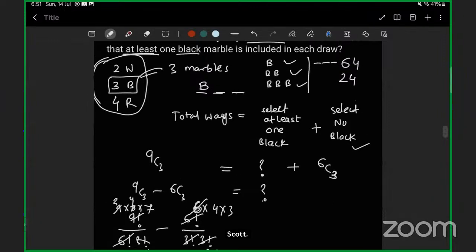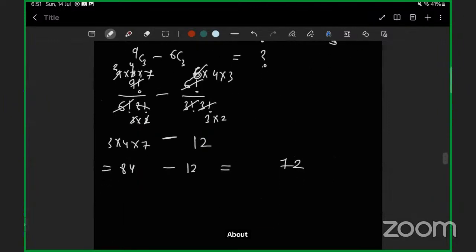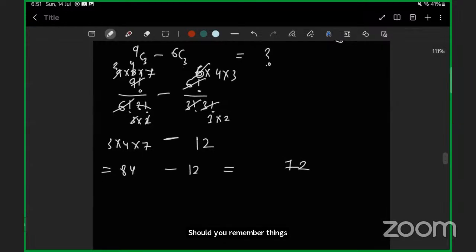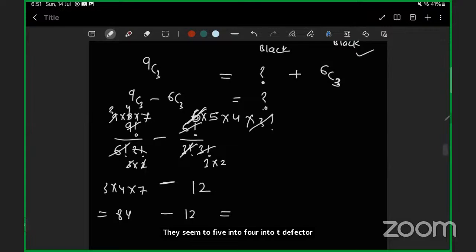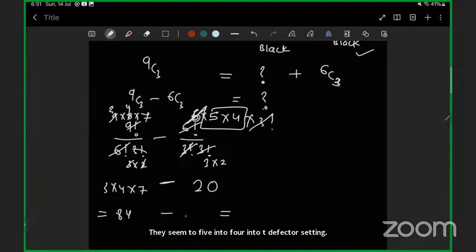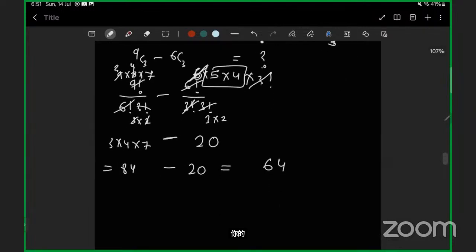I did something wrong. It's 6 into 5 into 4, and 3 factorial was there. Then this was removed, right? So this is 5 into 4, which is 20, so it will be 40... 64. 5 into 4 is 20. So 64 is the right answer.